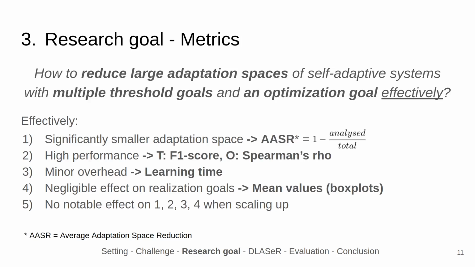To capture each of the aspects of the research goal, we used appropriate metrics. To capture the reduction of the adaptation space, we used the average adaptation space reduction metric. This is the micro average of the reduction of the adaptation space over multiple adaptation cycles. To capture the performance, we used the F1 score for the threshold goals and the Spearman's rho rank correlation for optimization goals. The overhead will be indicated by the learning time that our learning solution required. And the effect on the realization of goals will be researched by means of the mean values, that is actually the distribution observed through box plots, from our solution compared to a reference approach. And finally, for the 5th aspect, we will look at the 4 aspects above, but then for a larger instance.